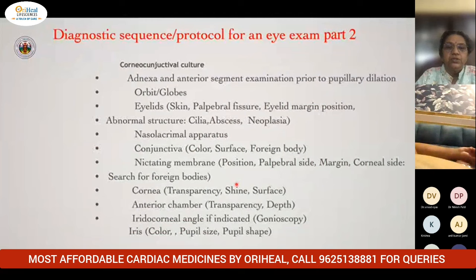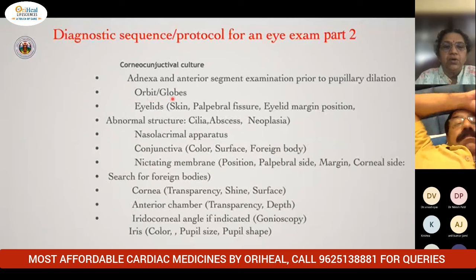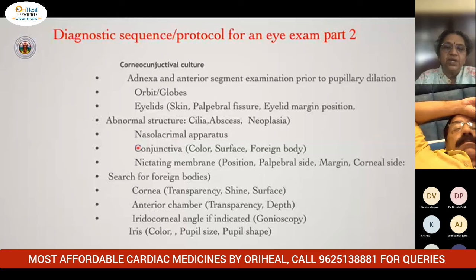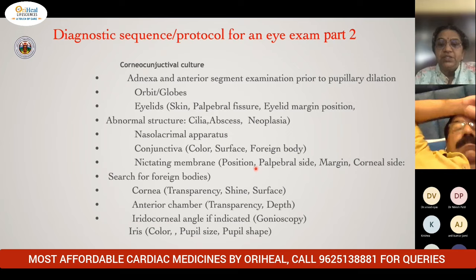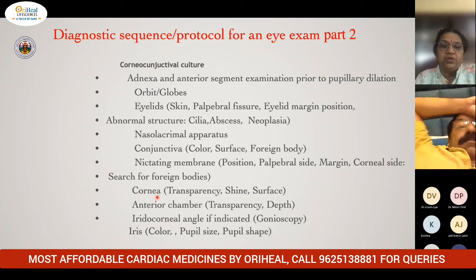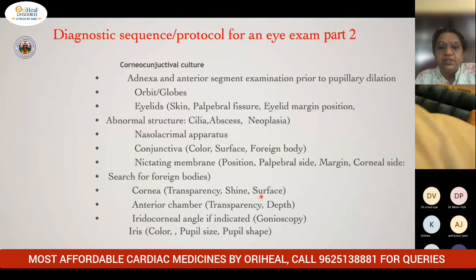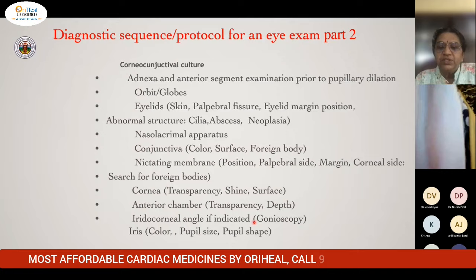So with this, we have covered up to the nasolacrimal apparatus, the orbit, globe, and abnormal structures. Now we will see the conjunctiva and the nictitating membrane, the position of the nictitating membrane, that is very important. Normally you will not be able to diagnose it initially, so you have to definitely spend some time and look for the pathology, whether it is present or not, then you will find it. Then the cornea: transparency, shine, surface, etc. Then the anterior chamber and iridocorneal angle; gonioscopy is a specialized procedure. We will try to cover that also.